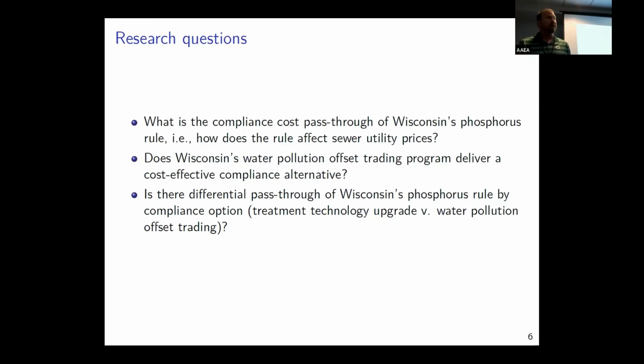And then we're going to look at the heterogeneity by compliance option. So how are you going to be complying with this rule? And does that change the impact on the sewer rates? And that's the last one, right?